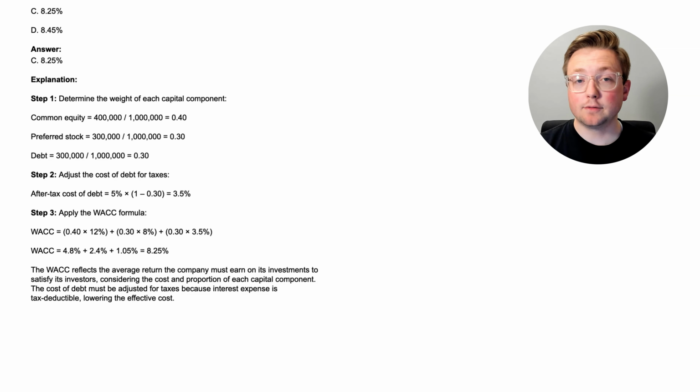Step 2, now we have to adjust the cost of debt for taxes. Because we have debt, we have to adjust for the taxes, so we have to figure out the after-tax cost of debt. So we take the cost of debt before taxes, multiply it by 1 less the tax rate, and that gives us 3.5% as the after-tax cost of debt. So this is the amount that we're going to multiply the debt weight by. So let's go ahead and finish this up.